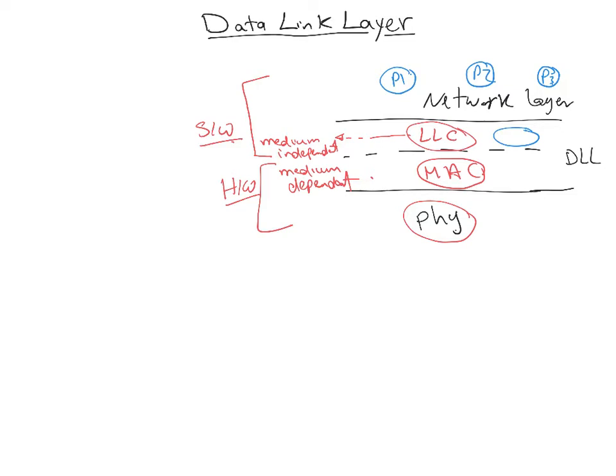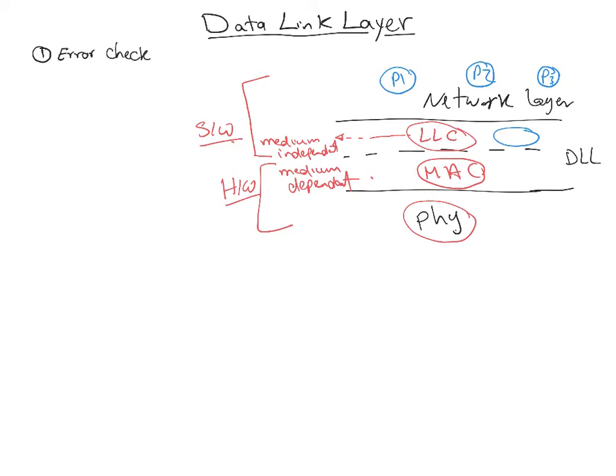So the two reasons why we separated these sublayers are that the logical link control is medium independent and is done in software, whereas the MAC sublayer is done using hardware and it's medium dependent. Logical link control is responsible for accepting the protocol data unit from the network layer, and it does a very important functionality, which is error checking.